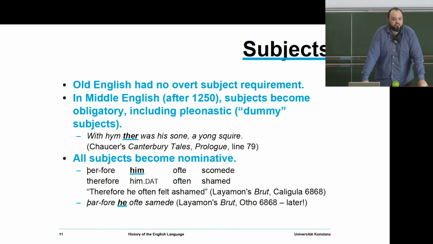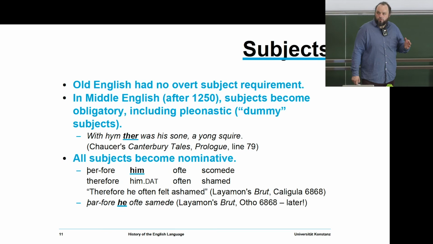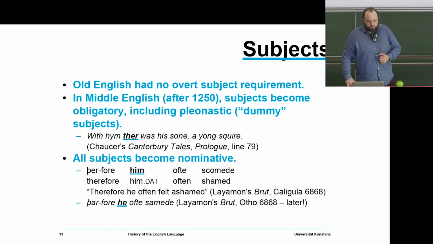There was his son. There was a man outside. This "there" is not purely locative, it has instead an expletive function. It's used in particular types of sentences where there is no overt subject at the beginning of the clause. So this is something, again, that we can start to see in Chaucer's English.